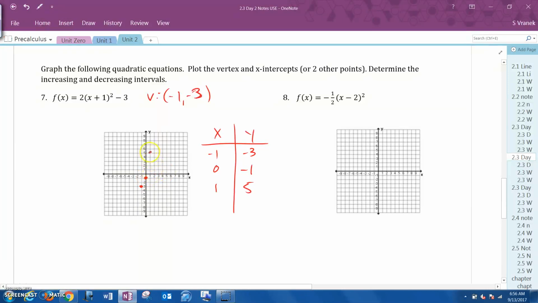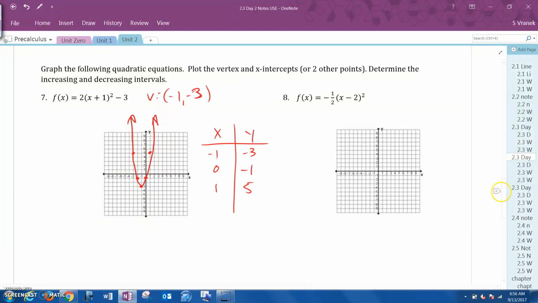Now, remember, since these are symmetric, negative 2 will be at negative 1, and negative 3 will be at 5 as well. That's why you don't have to do more than that. So that is the quadratic for that one.